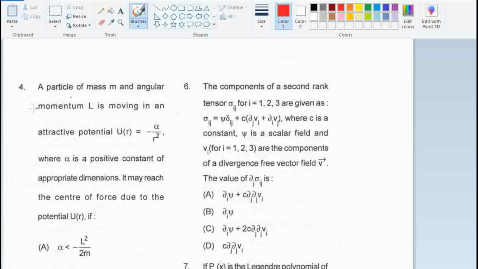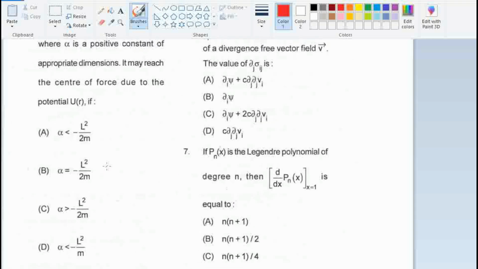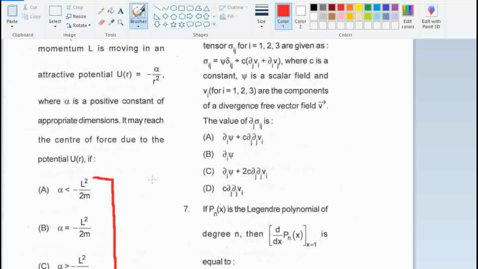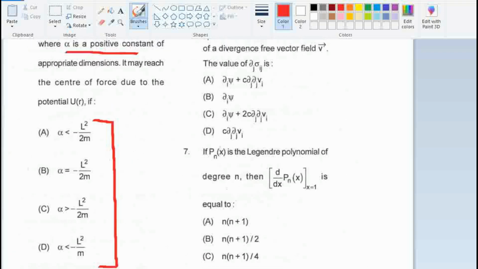Now coming to question number 4. It is given that a particle of mass m and angular momentum L is moving in an attractive potential U(r) equal to minus alpha by r square, where alpha is a positive constant of appropriate dimension. It may reach the center of force due to the potential. Here we are asked to find the value of alpha, a positive constant, so that it may reach the center of force. So how to find it? Let's see the solution.